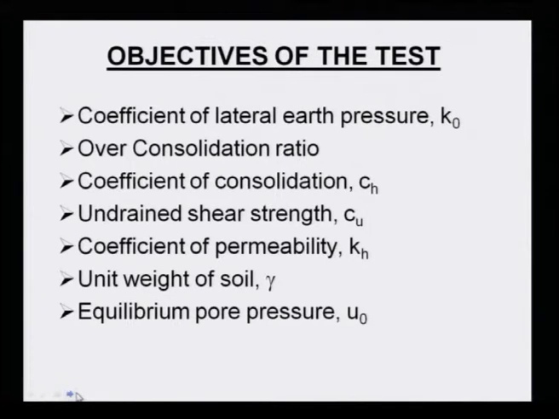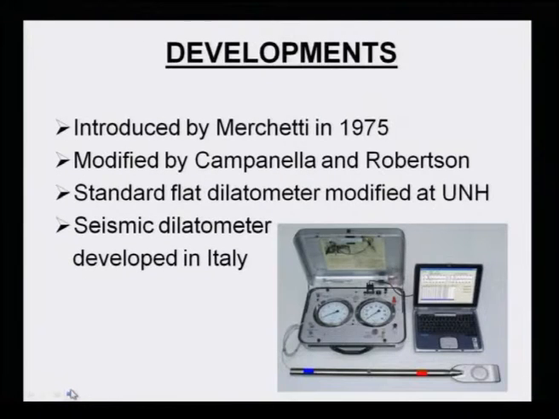Now, what you are supposed to get from this test? Coefficient of lateral earth pressure K0 at in situ conditions, then over consolidation ratio, coefficient of consolidation CH, undrained shear strength Cu and coefficient of permeability Kh, unit weight of soil as well as pore water pressure. Now, it was initially introduced by Marchetti in 1975, then modified by Robertson.